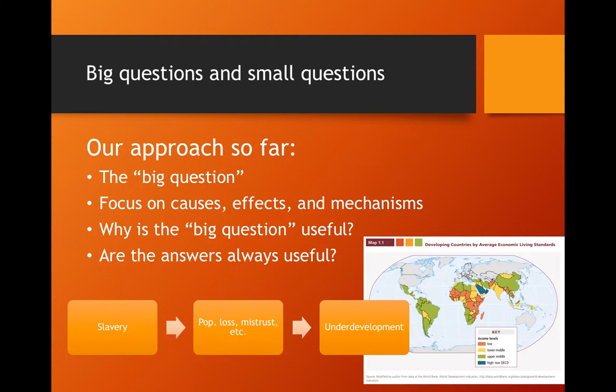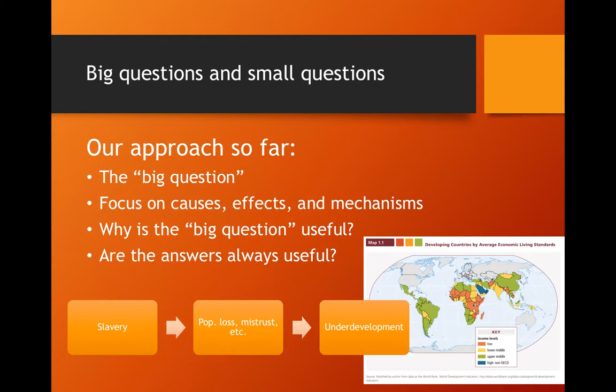So our approach so far has been to focus on one big question. Why does this map look the way it does? Why are some places poor and other places rich? Okay, so we've been focusing on big causal explanations for this big pattern. Things like, the first one that we learned was slavery. So maybe that slavery causes countries to be less developed through mechanisms like population loss, mistrust, and things like that.